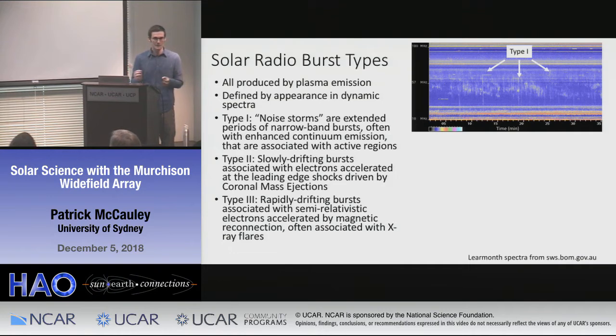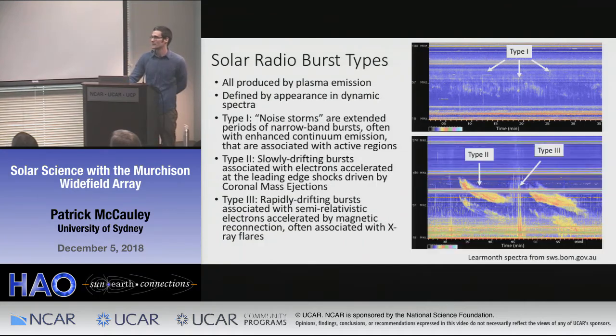The main ideas are either little reconnection events or shocks at the front of upwelling waves. So that's type 1s. Type 2 and type 3 bursts, though, have much more well-defined associations. So type 2 bursts are associated with the leading edges of shocks in front of coronal mass ejections. So that's where the electrons are accelerated.